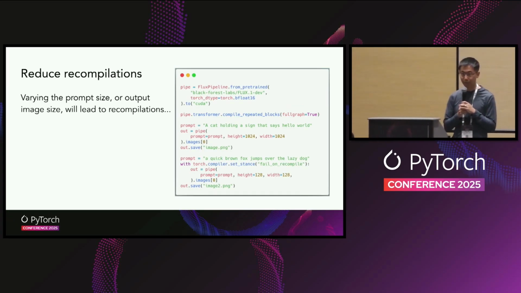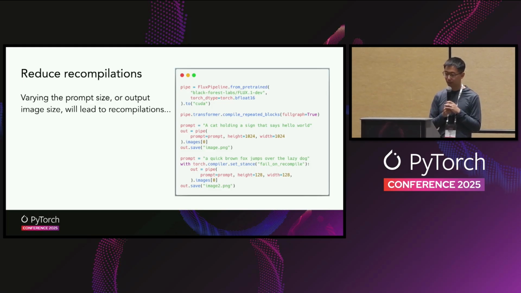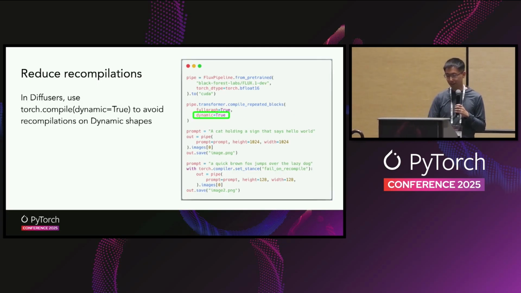One last thing on dynamic shapes. Let's say you're doing inference on multiple text strings to produce multiple images. If your prompts vary in size, or if the images you're generating have different sizes, the different shapes will lead to recompilations because Torch.compile specializes on them. You can use dynamic equals true to avoid those.